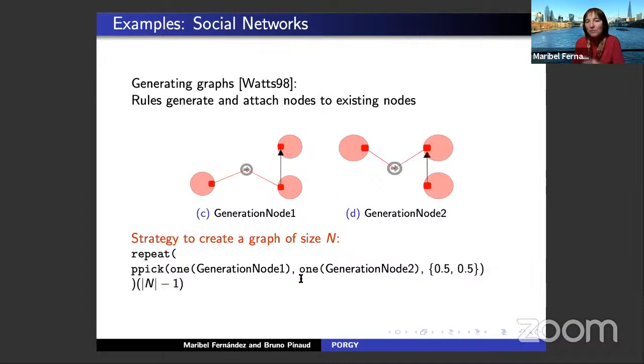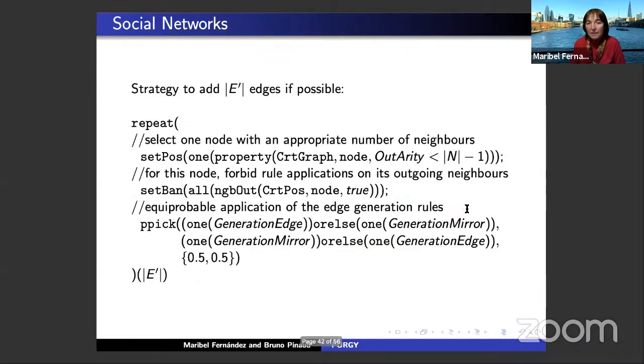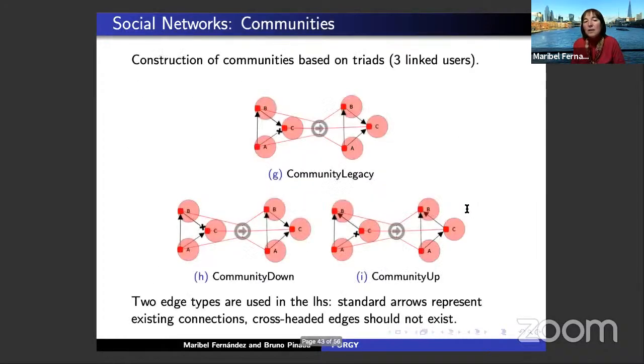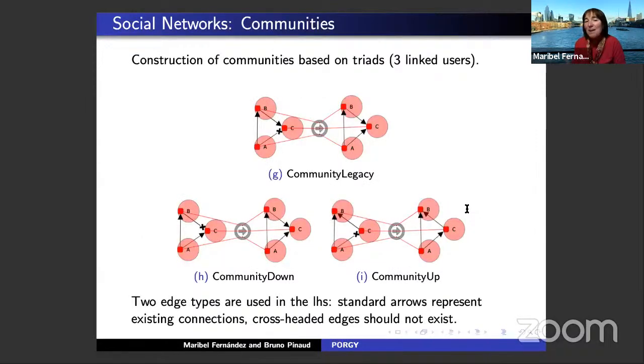So the one on social networks, this one I already showed you, this slide. It's a strategy to generate networks. The first two add the nodes, and these rules add connections between nodes. So here it adds an edge between two nodes that we had already in the graph. And this one, when we have already one edge, it adds another. And we have a strategy that applies these generation rules to try to build a number of edges, which we combine also with rules to build communities of nodes.